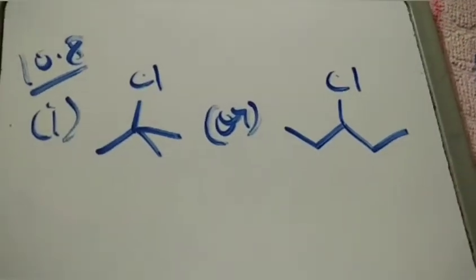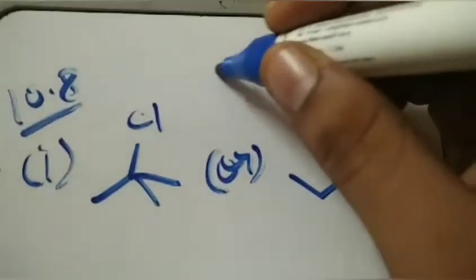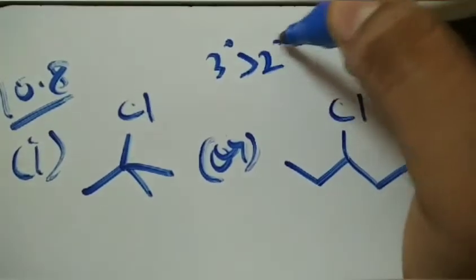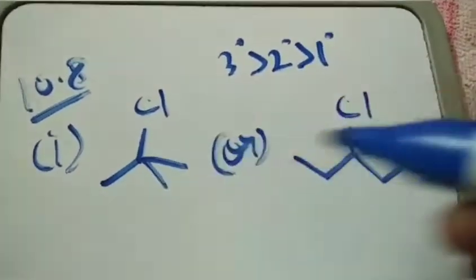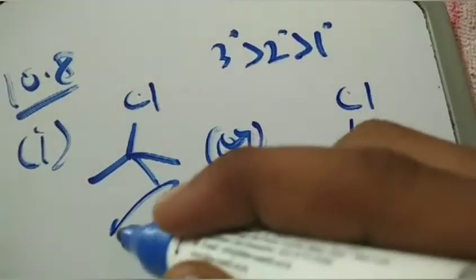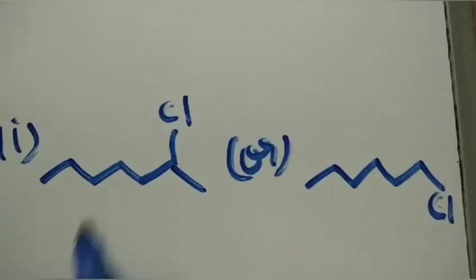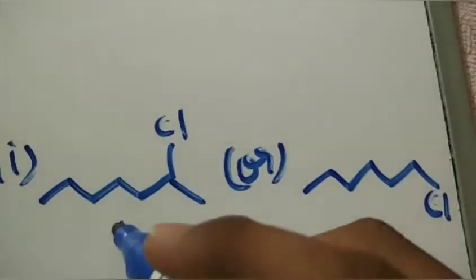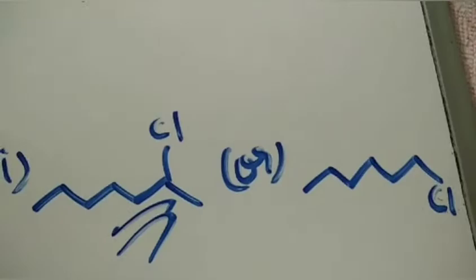Similarly 10.8, if you consider, they are asking SN1, okay. Here SN1 means 3 degree greater than 2 degree greater than 1 degree, right? So here it is 3 degree, this is 2 degree, so this will dominate SN1. In this question, this is 2 degree, this is 1 degree, so this will dominate. Simple questions, okay.